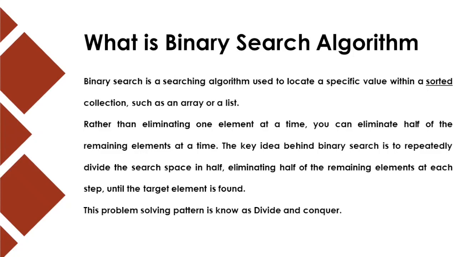As opposed to the linear search algorithm, rather than eliminating one element at a time, the binary search algorithm eliminates half of the remaining elements at a time. The key idea behind binary search is to repeatedly divide the searching space into halves, eliminating half of the remaining elements at each step until the target element has been found. The problem-solving pattern that we are noticing here is what we refer to as the divide and conquer pattern, and we'll see that shortly with the help of an example.